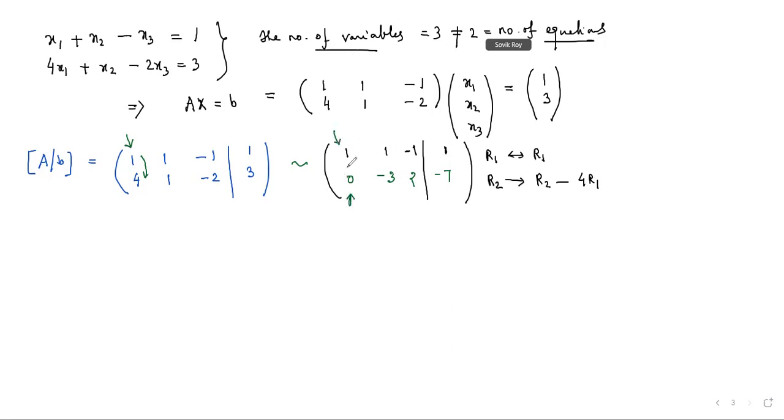Then I'm going to shift my observation diagonally to the right side of this column. This is the rule. My next objective is to make this element minus 3 to be 1, and the elements appearing above it to be 0. For this I'm going to keep R1 fixed now, so we are not going to change R1. It is 1, 1, minus 1, and 1.